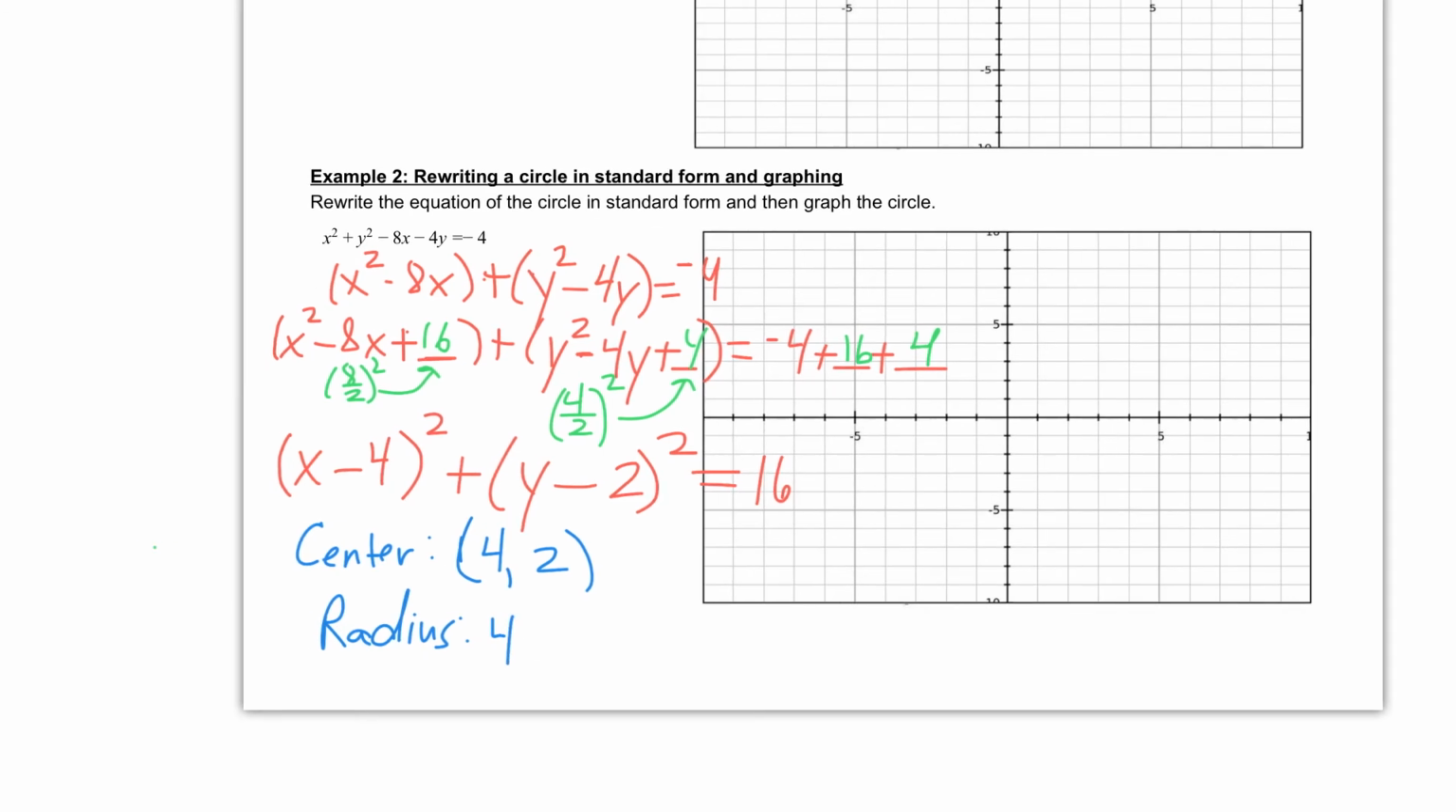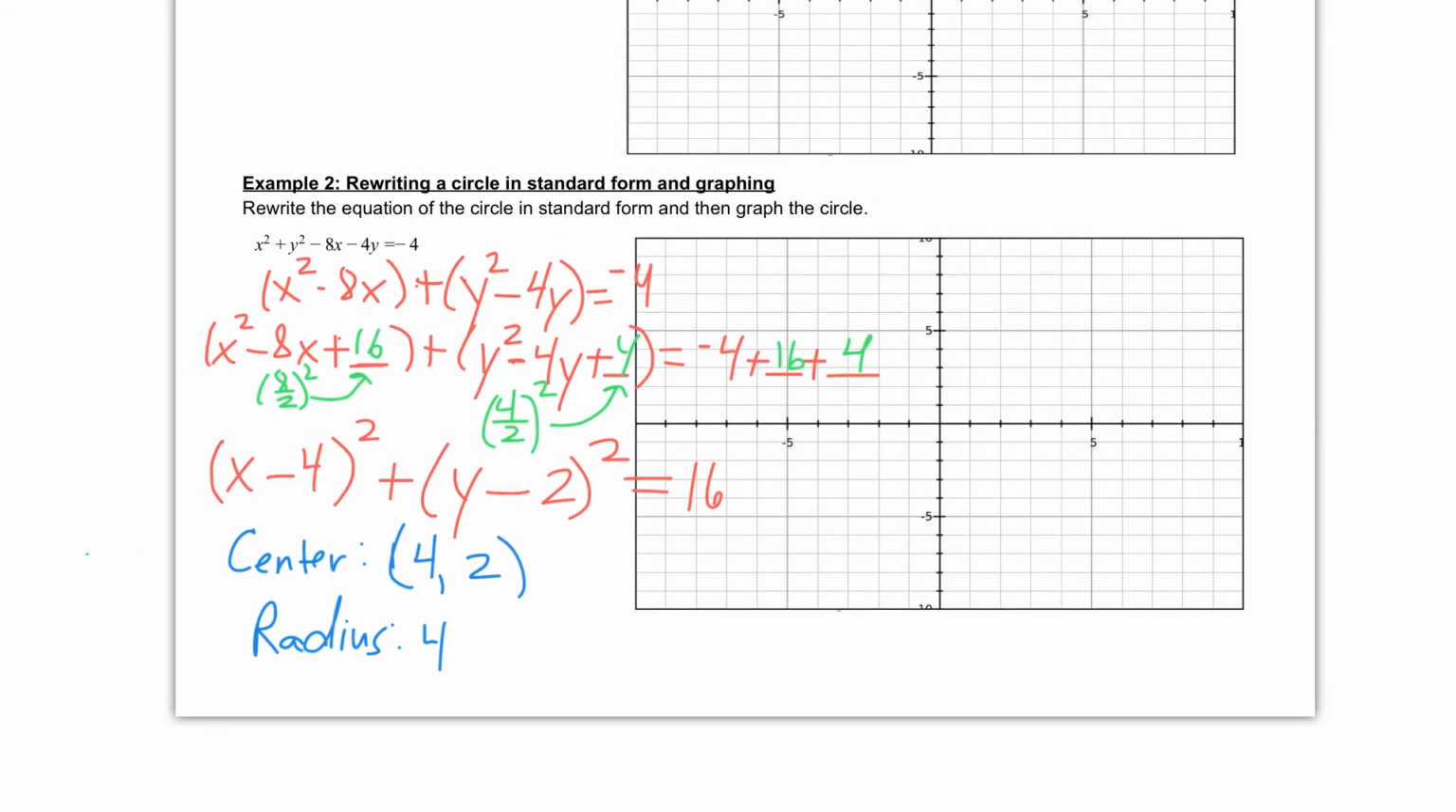And then I can go ahead and graph it. I'm going to start by graphing my center at 4, 2. And then I'm going to use my radius. Since my radius is 4, I'm going to go 4 up, 4 down, 4 to the right, and 4 to the left. And then I can connect this into my circle.